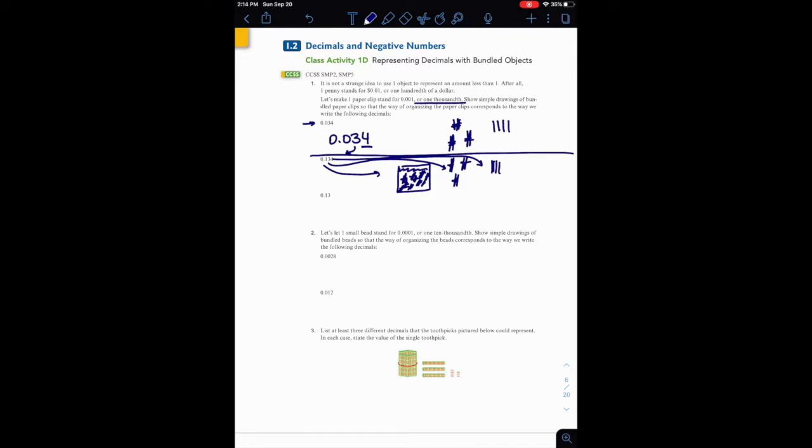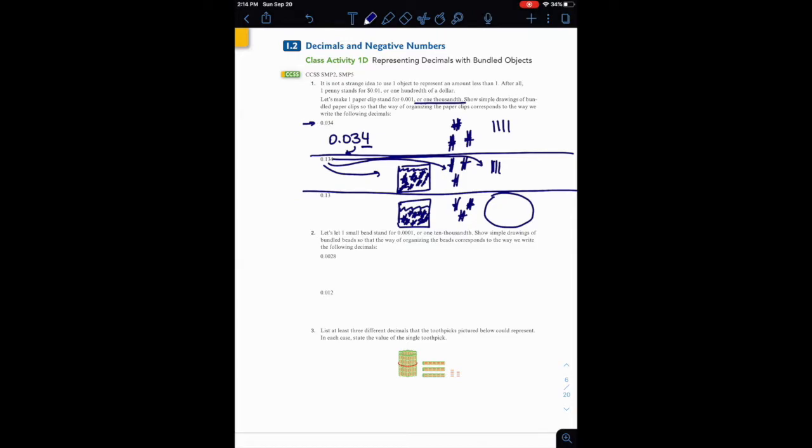So notice that the structure of the modeling is staying the same. What's changing is the meaning of that single toothpick. So what if we need to model 0.13 with each toothpick representing 1,000th? How many thousandths are there going to be, 1 or 2 or 3? Well, in fact, there are not going to be any thousandths, but we still do have the 3 hundredths and the 1 tenth. And that's going to be nothing in there.